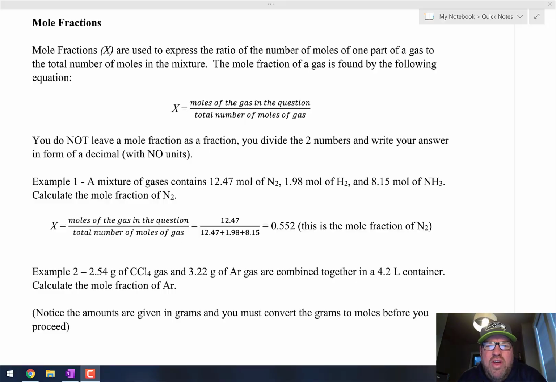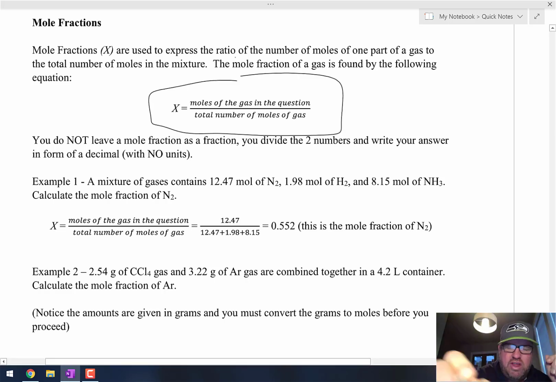Along with partial pressures, one of the things you can also use with the ideal gas equation is what's called mole fractions. A mole fraction is exactly what it sounds like. It's the moles of one thing over the total number of moles. So you can see the equation here.